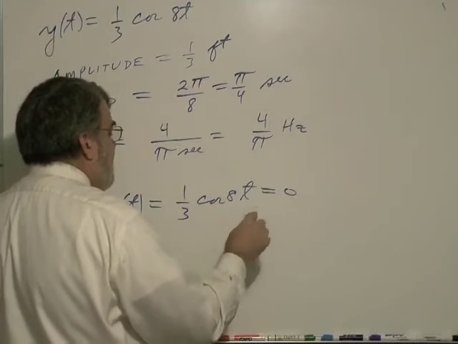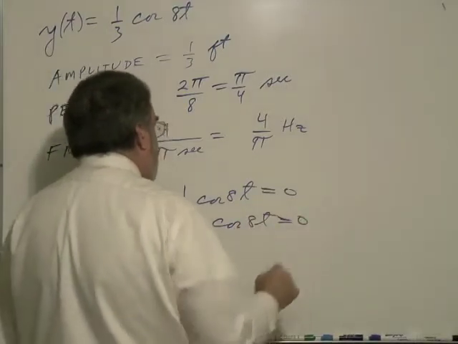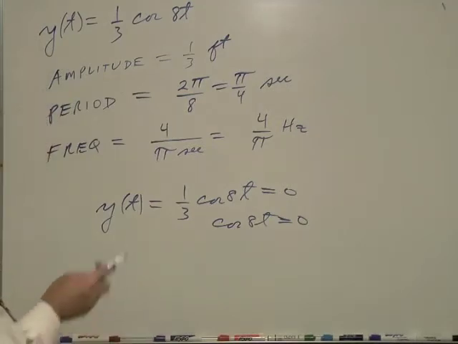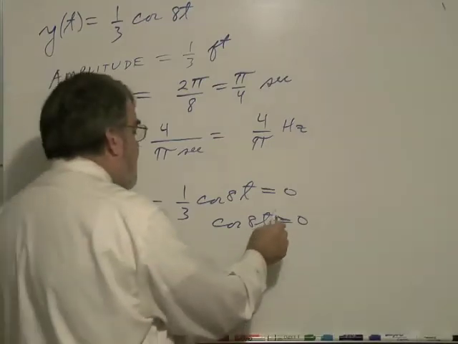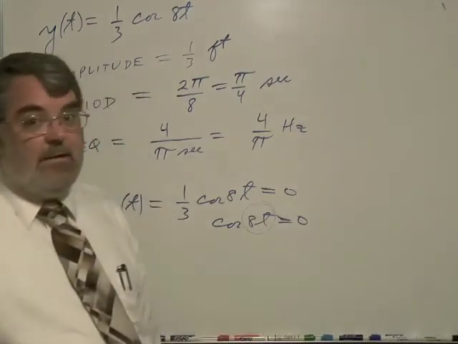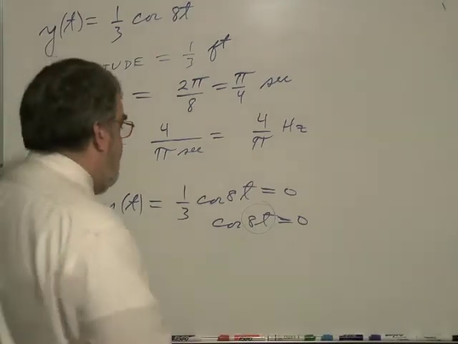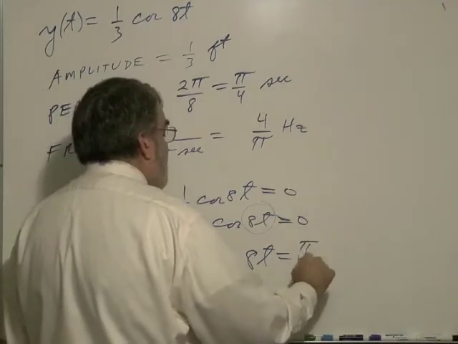Well, cosine of 8t is 0. Cosine 8t would be 0. And where is cosine equal to 0? That's when this part here is equal to either 90 degrees or pi over 2 radians. So we have to work in radians here. So 8t is equal to pi over 2.